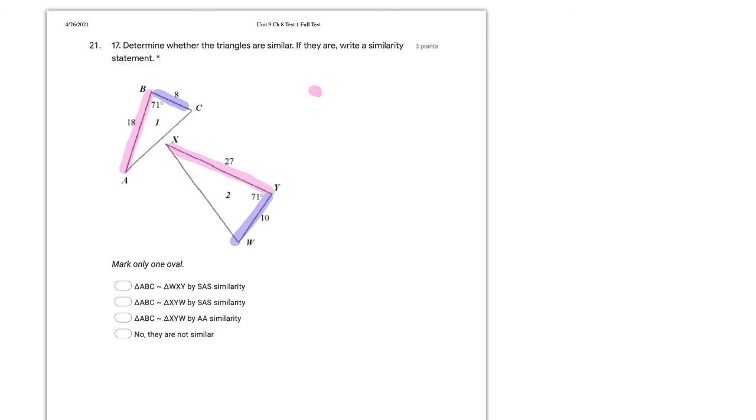So here's the pink ones. 18. That's not very pink. Let's erase this and start again. So the pink sides would be 18 to 27. Divide by 9, that's 2/3. The purple sides are in the ratio of 8 to 10. Divide by 2, that's 4/5. The sides are not in proportion, so these are not similar.